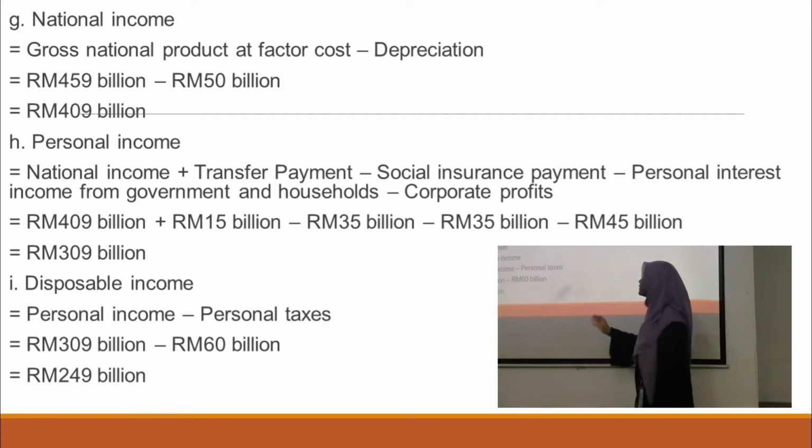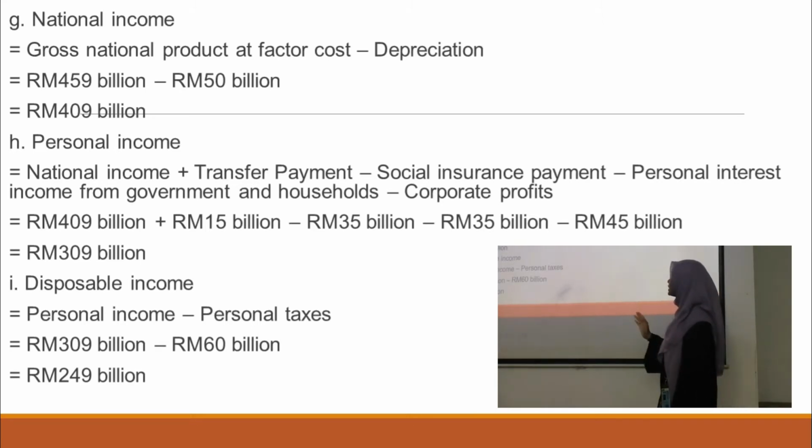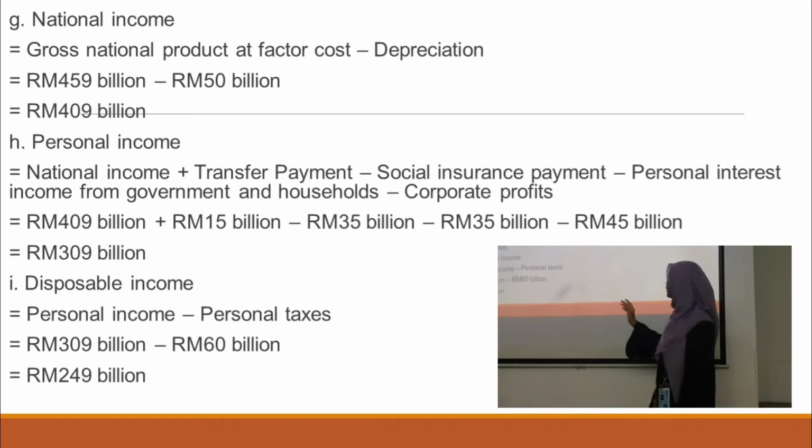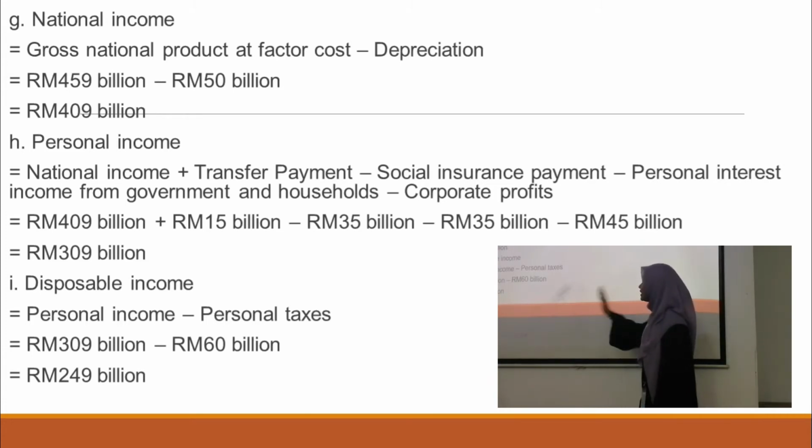The answer is 409 billion. For personal income, the formula is national income plus transfer payment minus social insurance payment minus personal interest income from government and household minus corporate profit. We can see the answer is 309 billion.